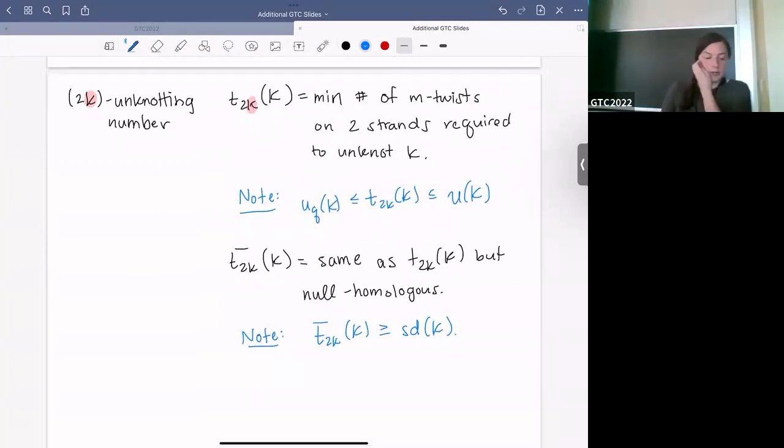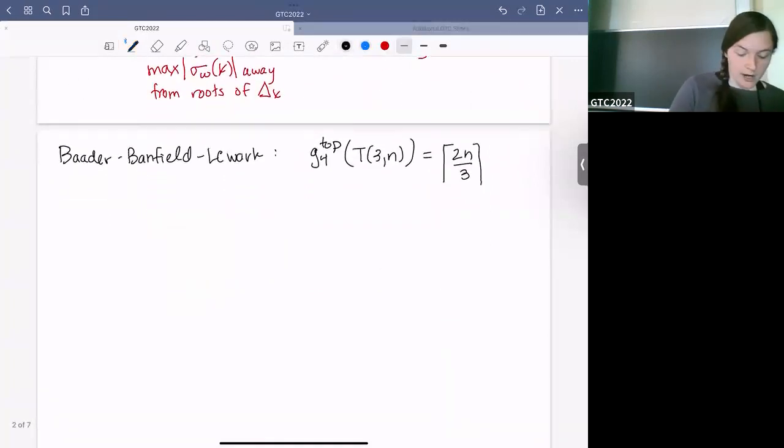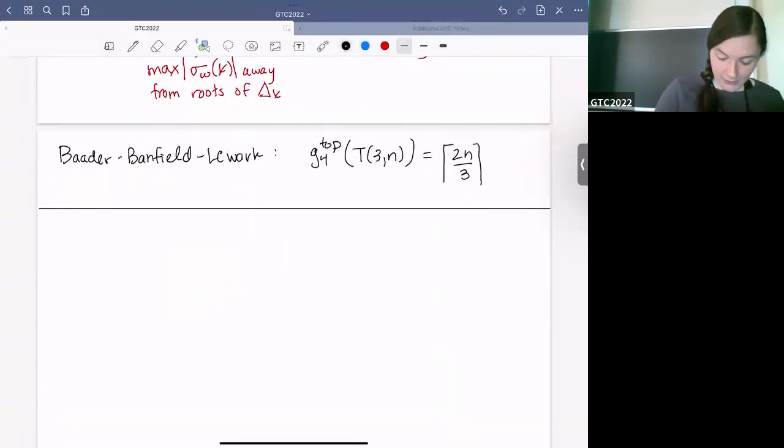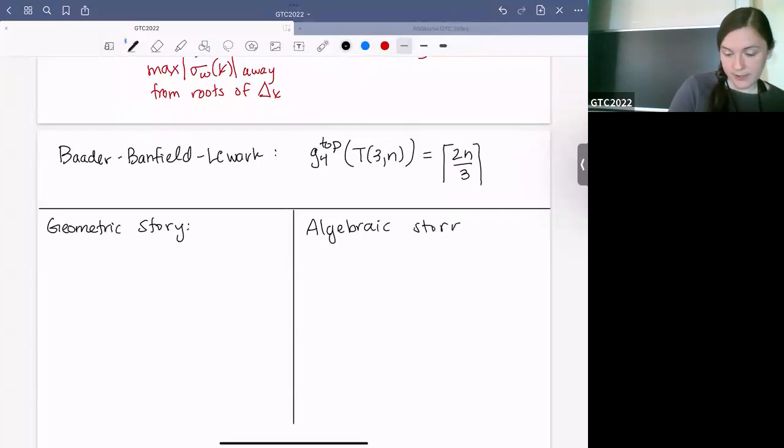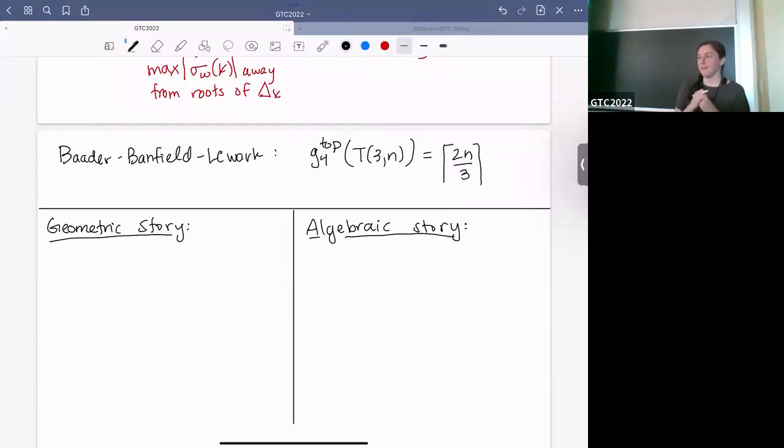Okay, so in this last little bit, or I guess the last half hour, I started at 9, right? In the last half hour, I want to tell you two stories. I'm going to tell you a geometric story, and I'm going to tell you an algebraic story. So I'm going to tell you a story about using the original definitions of these invariants, and a story about all of these invariants, but only caring about getting to the Alexander polynomial point.